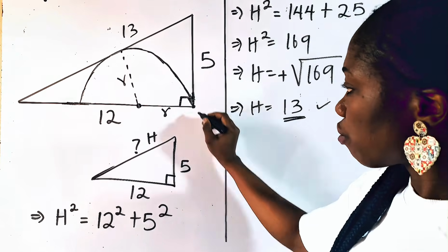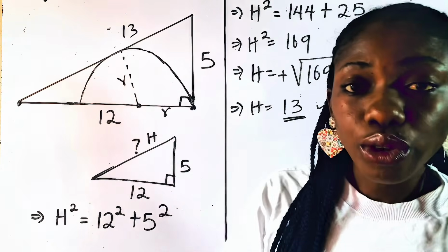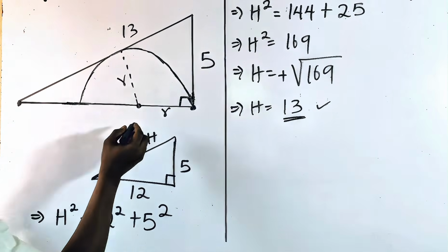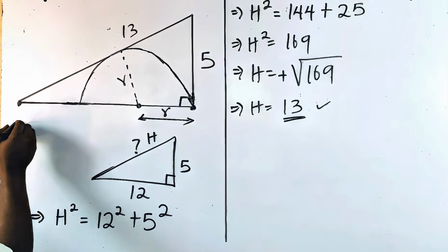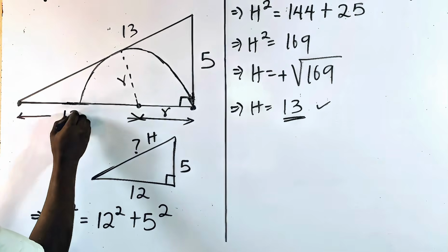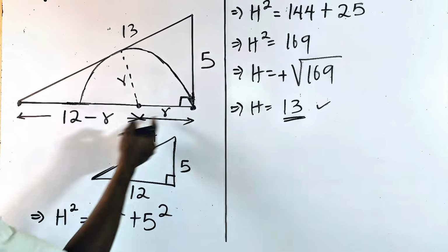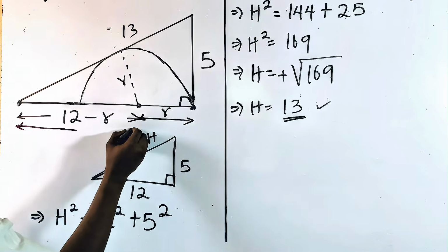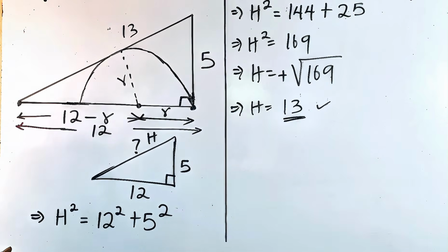Now remember that from this end to this point is our 12 units. So in that case, since from here to here is our radius, then to get the remaining part, what do we do? The remaining part will now be 12 minus r, so that when you add these two, it gives you the total length, which we have as 12 units. So the total length we have is 12 units. So what do you do next?